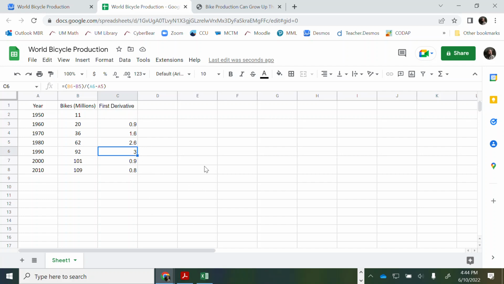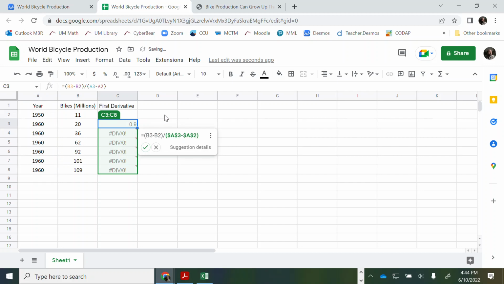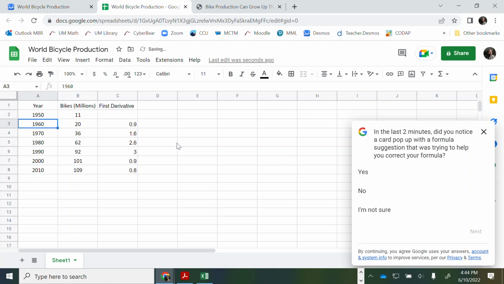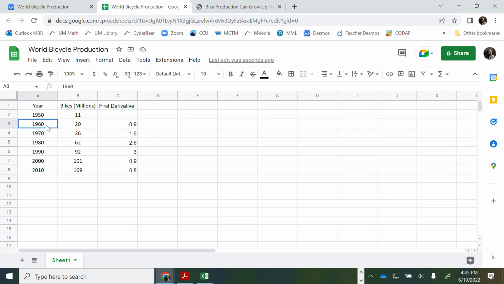The next thing to do would be to get a sense of what that graph looks like. So what I would do is copy this data. How would I do this exactly? What I really want is to plot these years against these values to get a sense of the graph of the first derivative. And so that's what I'm going to do. I'm just going to copy these.